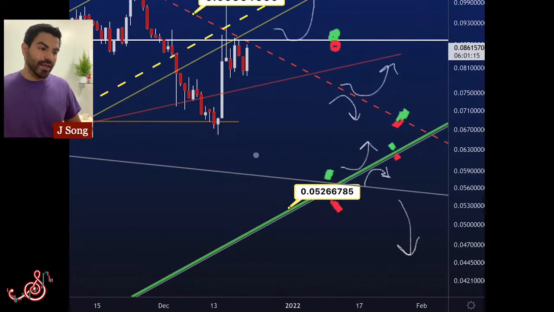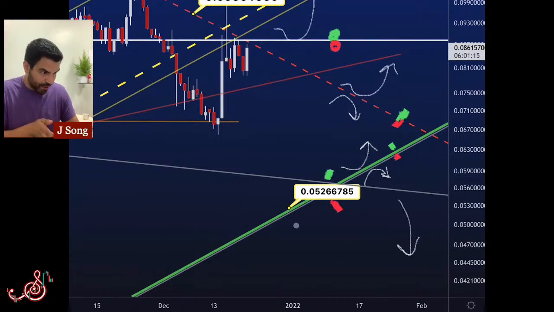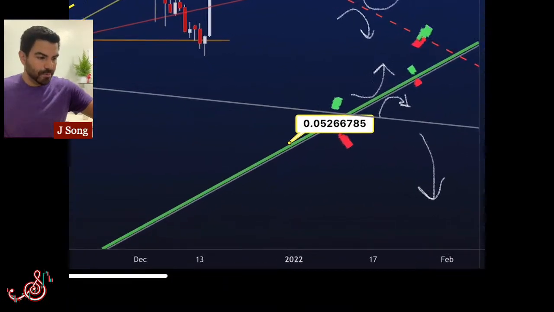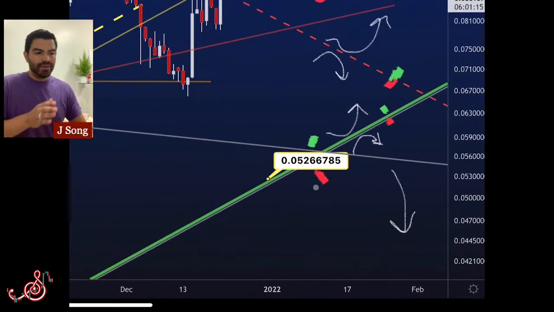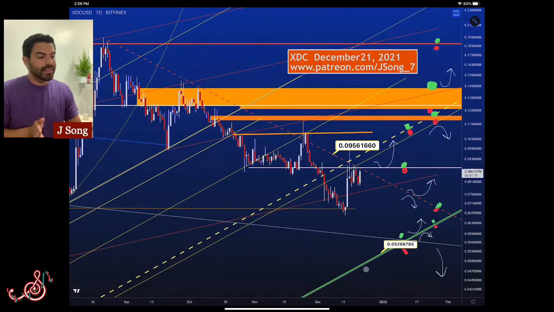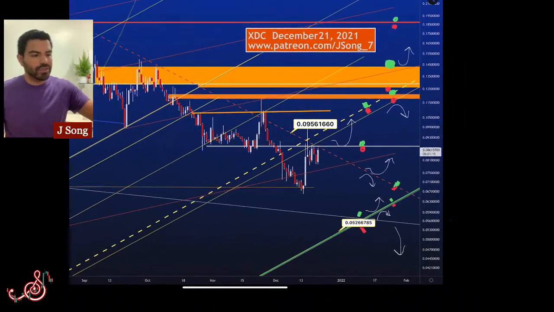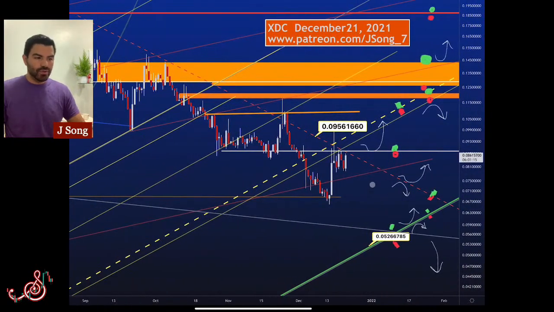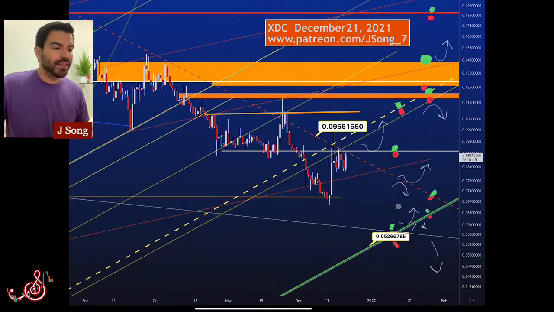If price were to free fall today, it's going to hit it around 0.047, a little above. If it hits it by the end of the year in 2022, we would be looking at around 0.052 cents. This line is dynamic, so the longer it takes, the higher price goes, and I expect price to do that. That's what I personally think is going to happen.